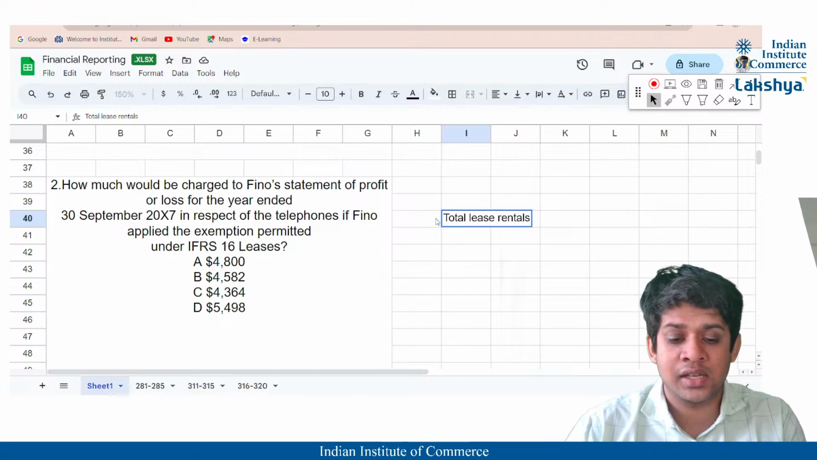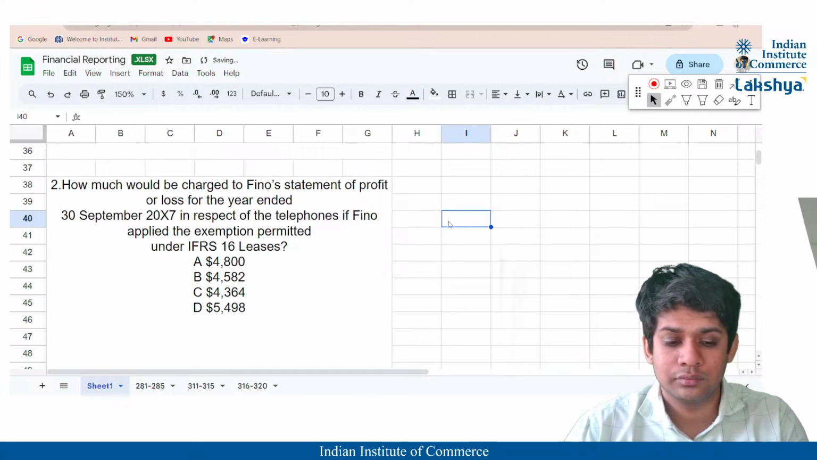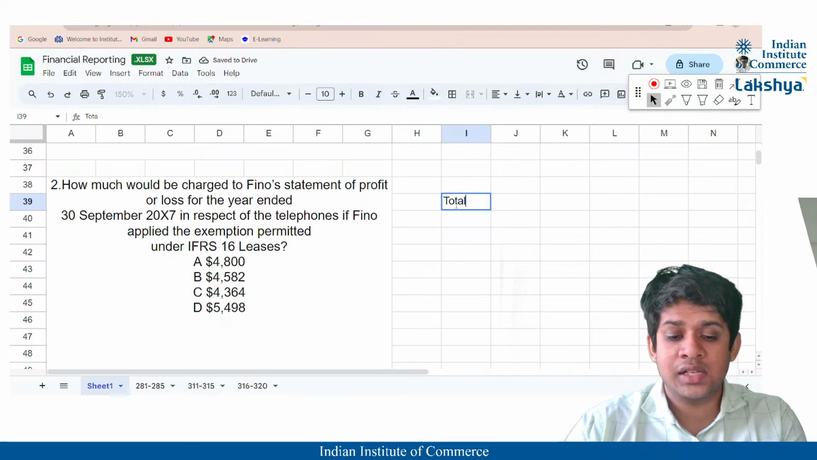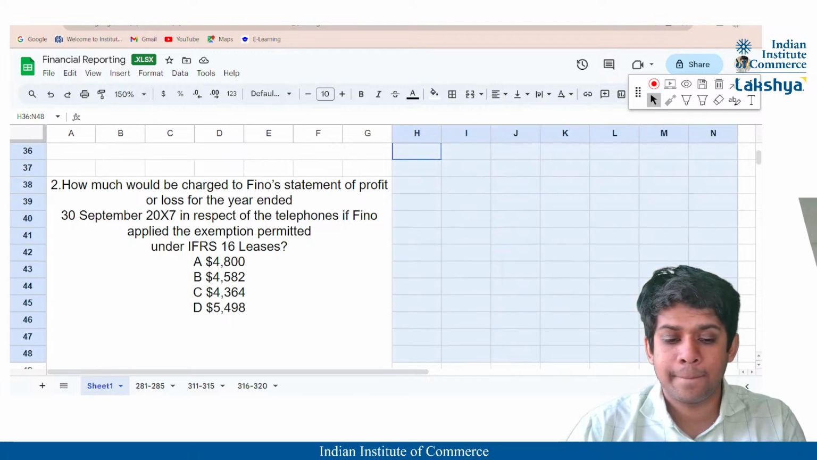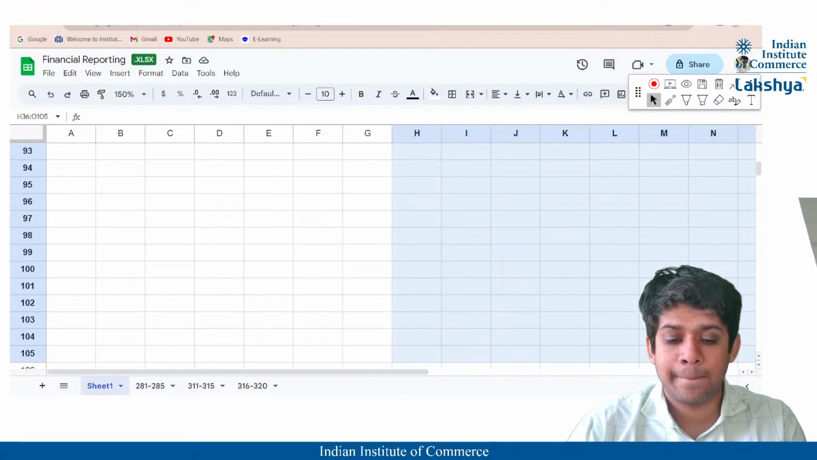I'll just increase this size. Yes, it will be total lease rentals. I think it is not increasing. Just a second, guys.